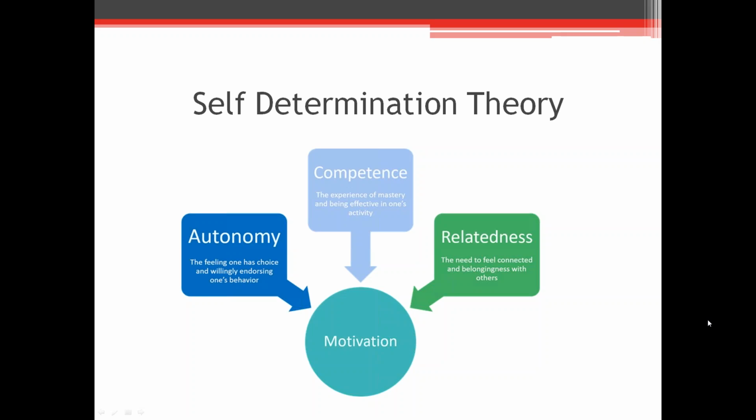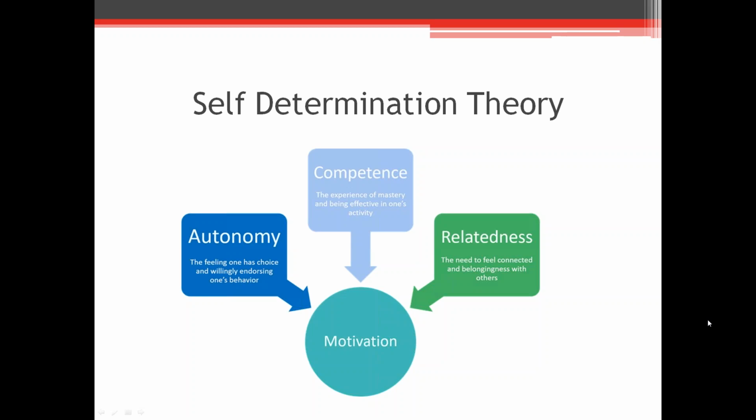Okay, so the next theory that we're going to be discussing is the self-determination theory. This theory was created by psychologists Richard Ryan and Edward Deci. It was created to give awareness in regards to intrinsic motivation, which we just discussed a few moments ago, and that we must satisfy our basic needs through autonomy, relatedness, and competence. So we're going to discuss these three basic needs.